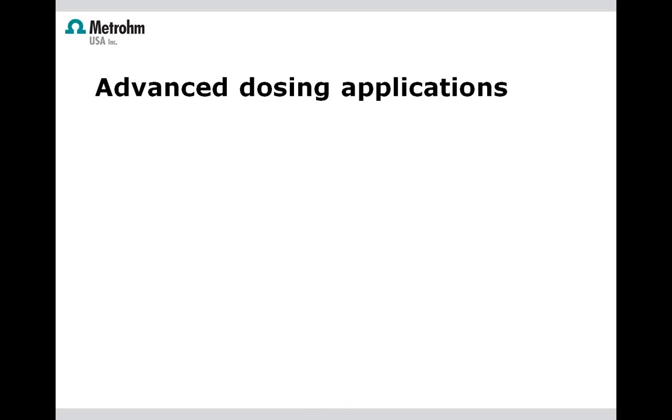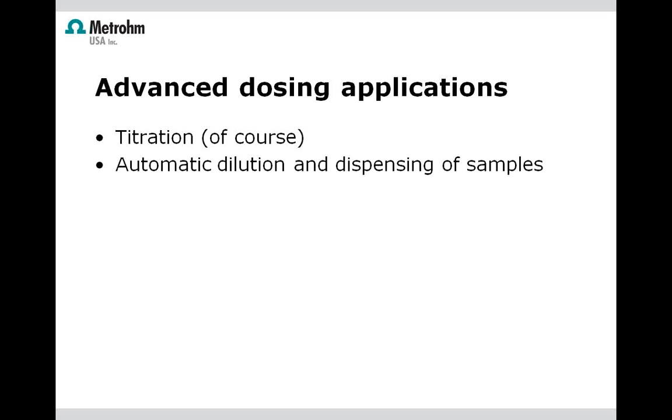And this has also given us, with this near zero dead volume and this very, very precise controlled liquid, the ability to do some more advanced dosing applications. So instead of just using a burette to add our titrant, which is of course still a primary use for it, we can do a few other things. We do it with the titration, of course. We're also, one of our big things, doing automatic dilution and dispensing of samples.